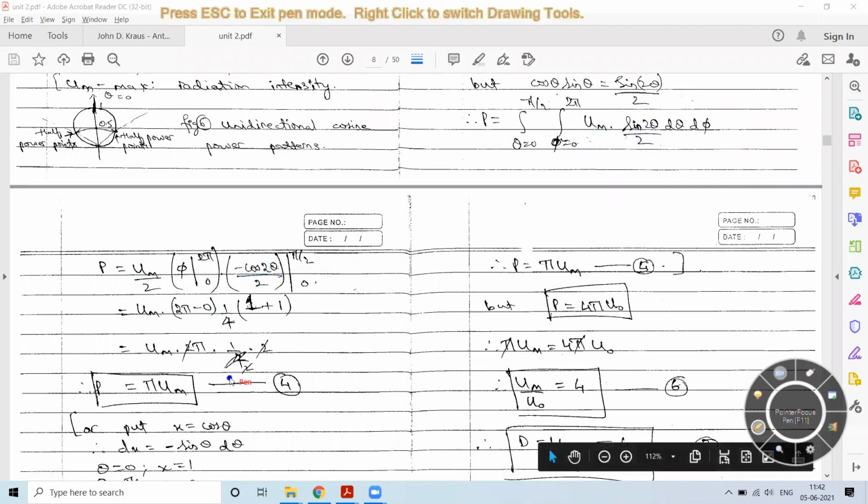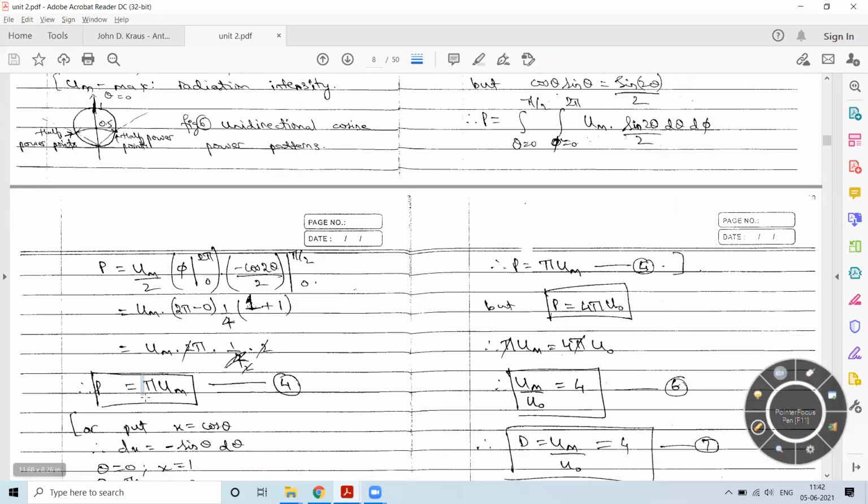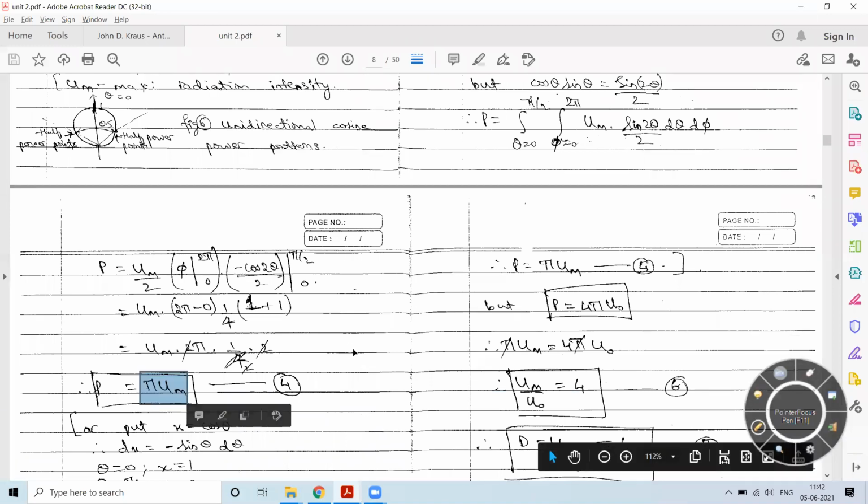So when we solve this equation, I'll have the total power radiated by the antenna under consideration, which is having the unidirectional cosine pattern, given by pi into Um.